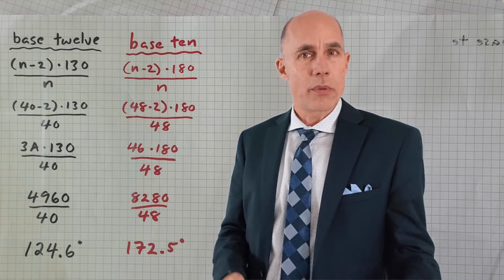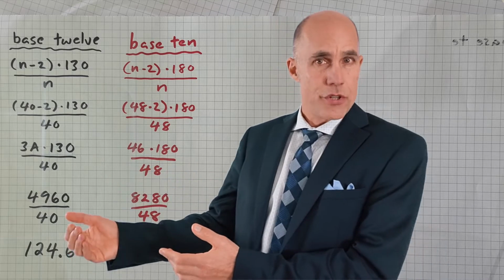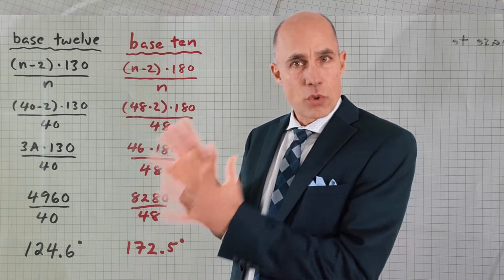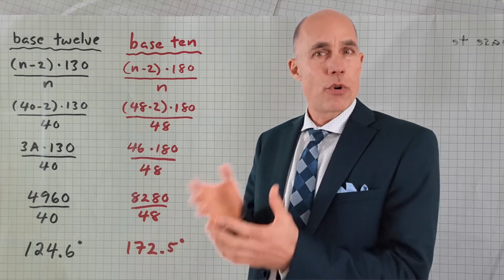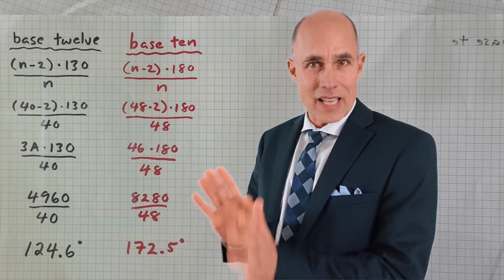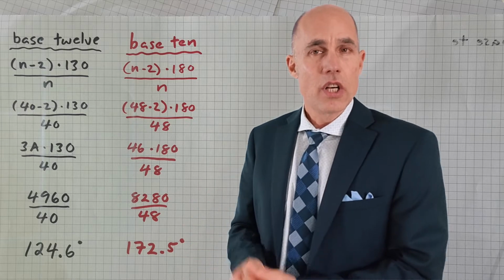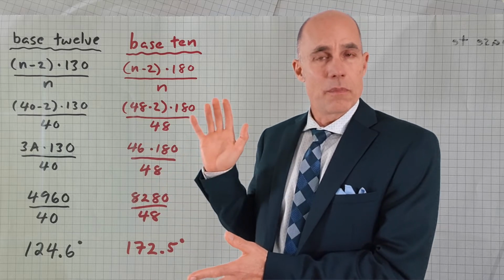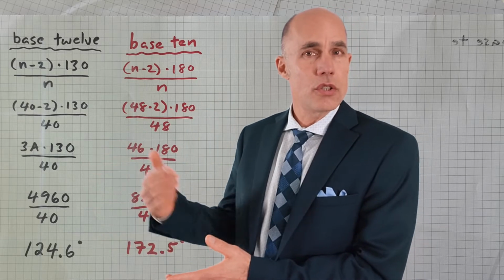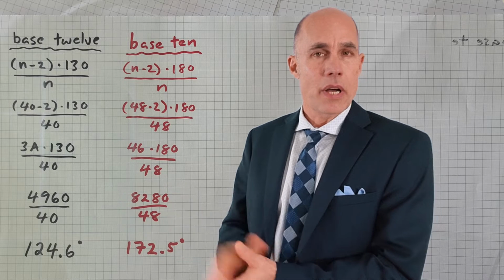So in the next ring, we're going to be doubling what happened in the first ring. So we have, instead of 12 large circles, there's going to be 24 large circles. And so there's going to be 48 small circles, 48 sides to the overall polygon. So that's the number that we're going to plug in base 12. So that's 40 minus 2 times 130 divided by 40.